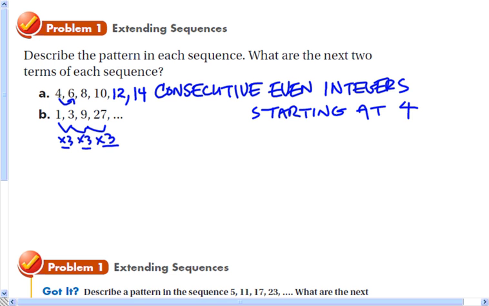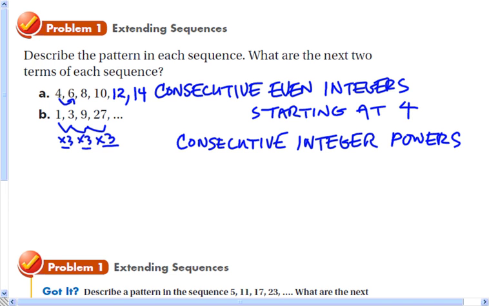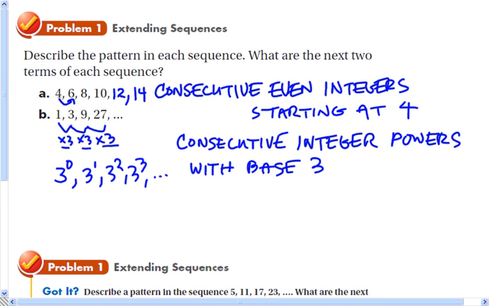And repeated multiplication can be represented using powers. So we're going to say that this is consecutive integer powers with base 3. In other words, I could write these also like this: 3 to the 0, 3 to the first, 3 to the second, 3 to the third, etc. So the next two numbers are 27 times 3 is 81, and 81 times 3 is 243. All right?